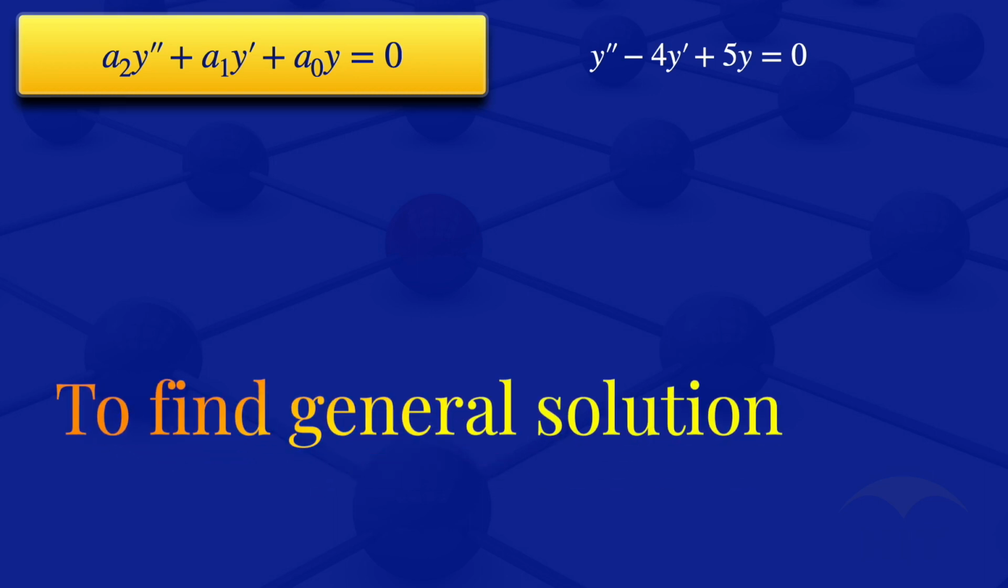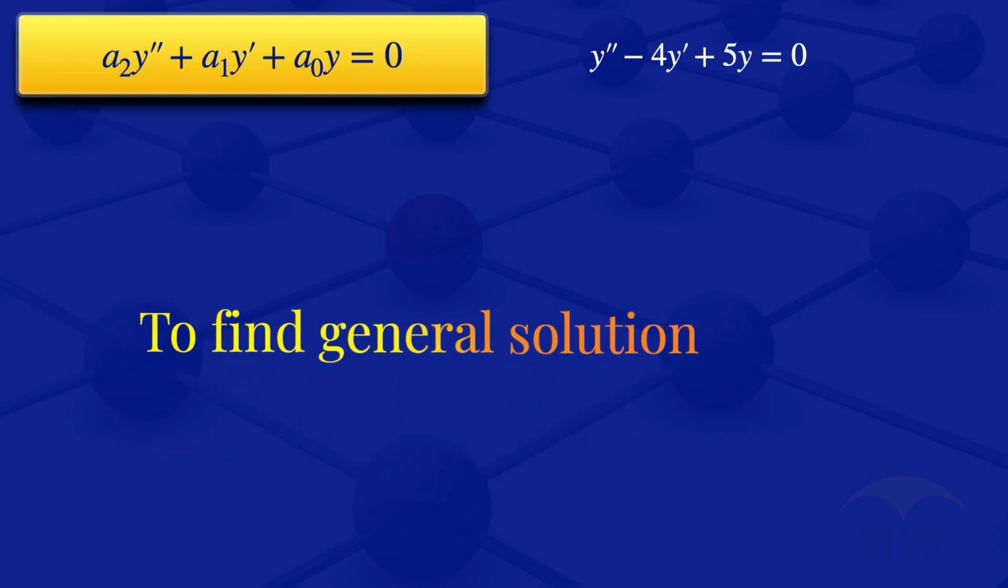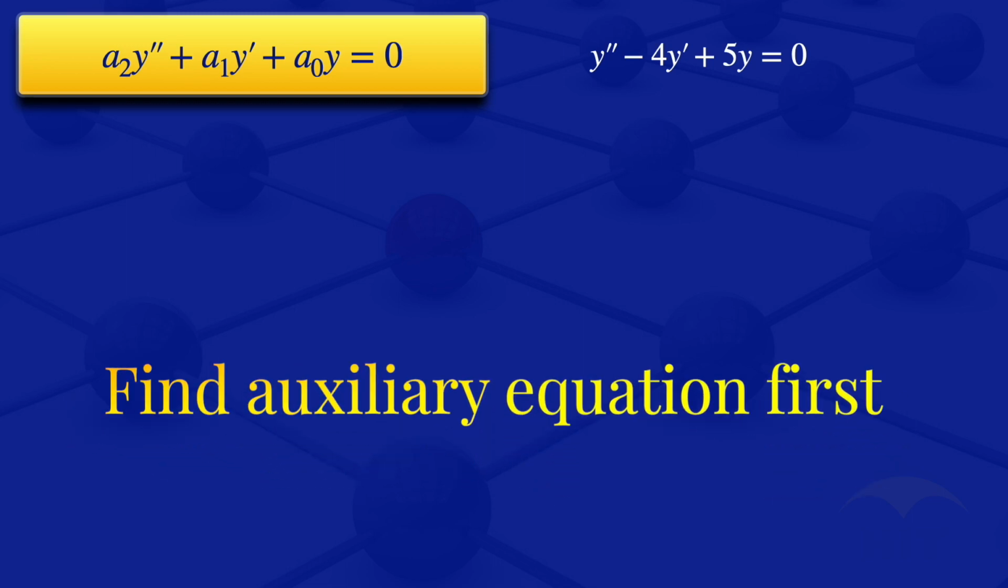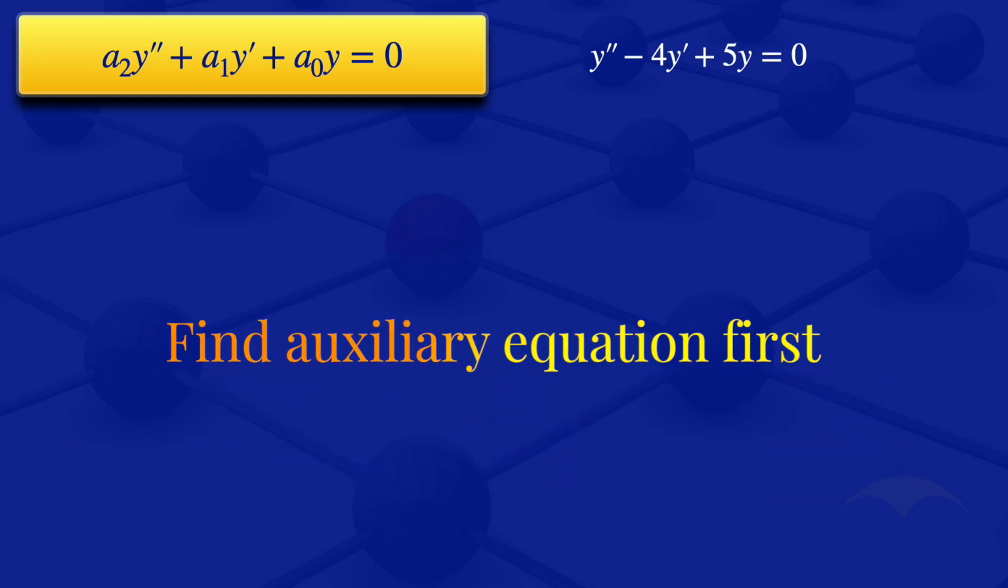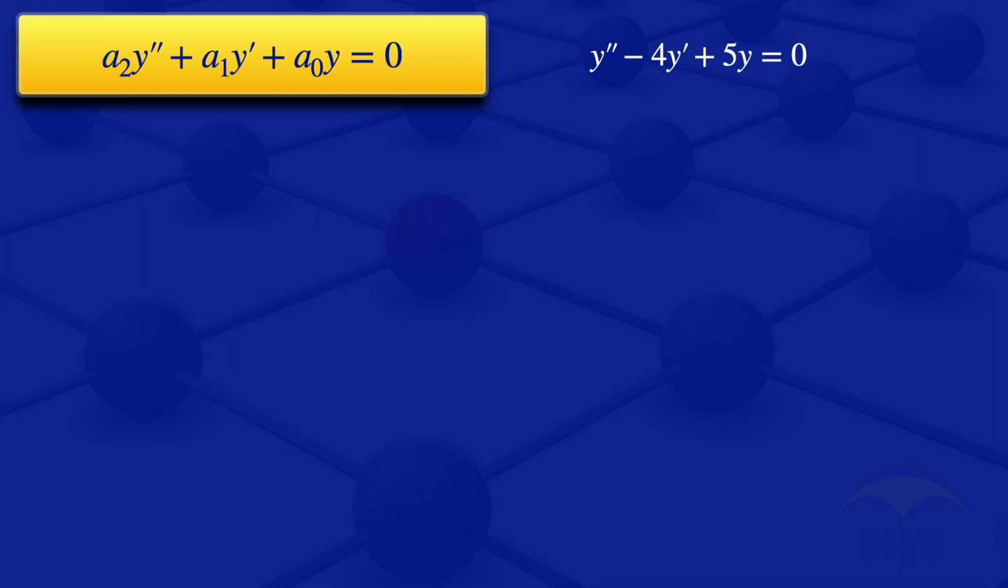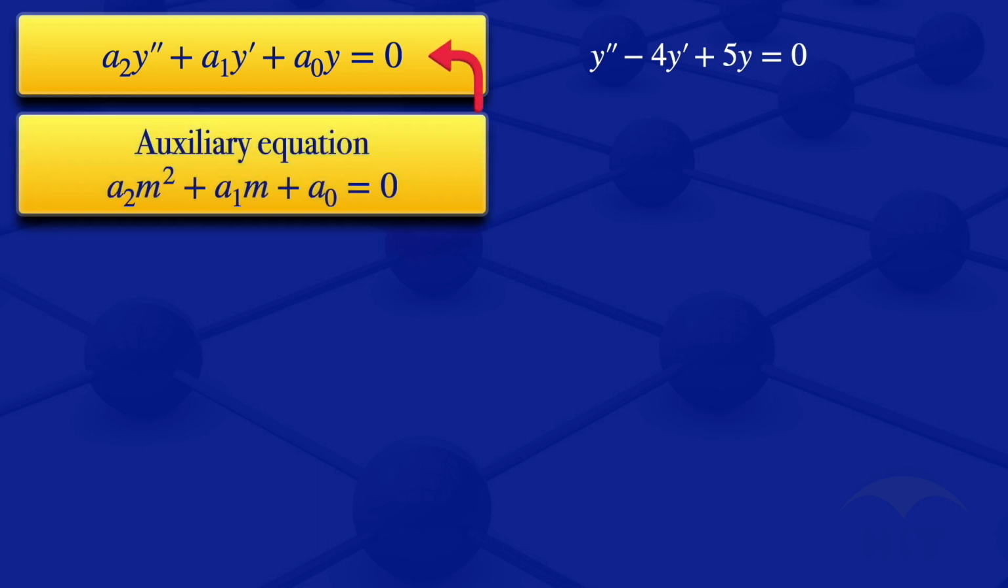To find the general solution of this ODE, we first have to find the auxiliary equation, then find the roots of the auxiliary equation. The roots will determine the nature of the general solution that we have. The auxiliary equation of this equation here is a2 multiplied by m squared plus a1 multiplied by m plus a0 equals 0. So comparing these two equations here, look at the coefficient of y''.